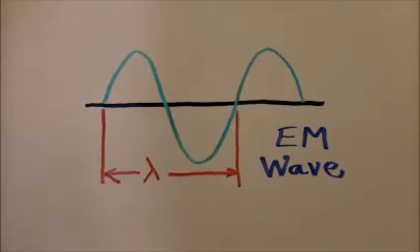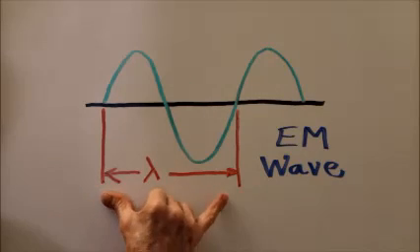If we increase the frequency of an electromagnetic signal by a factor of 100, what happens to the free space wavelength? So EM stands for electromagnetic. In free space, electromagnetic fields or signals propagate like waves.